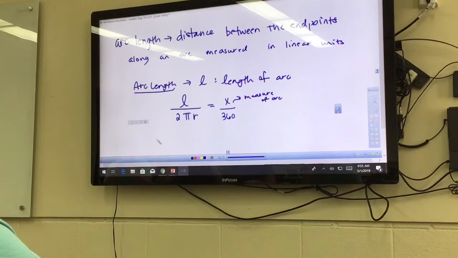Alright, so let's work an example. And the only reason this gets a little confusing is because we don't learn the difference between arc measure and arc length. Measure is in what? Degrees. Length is in linear units.